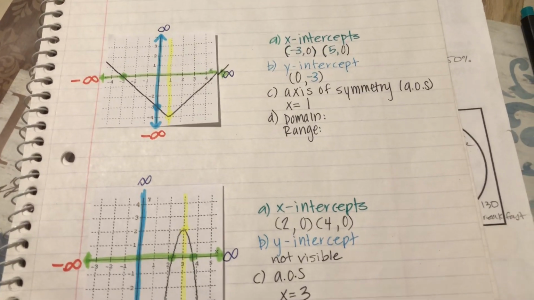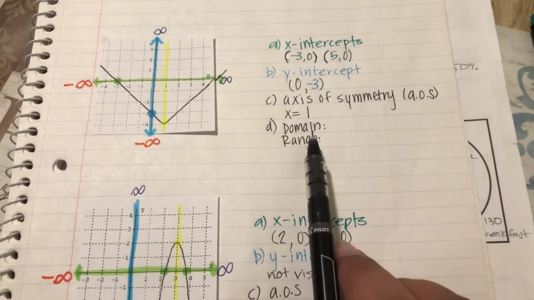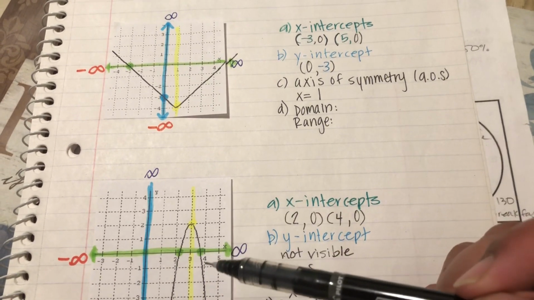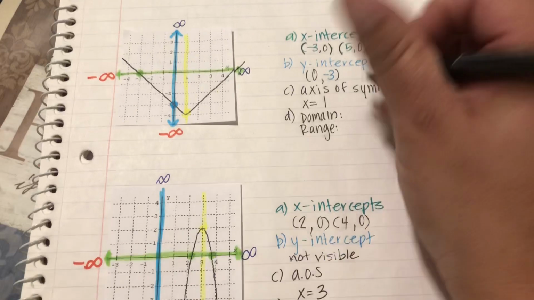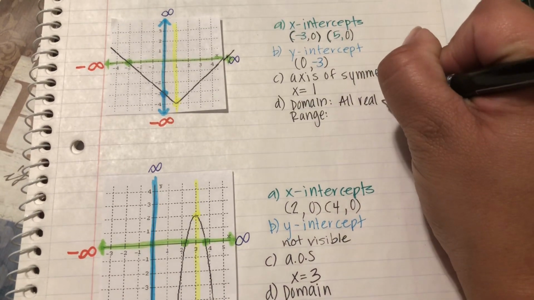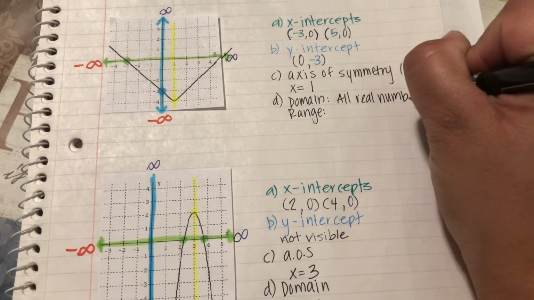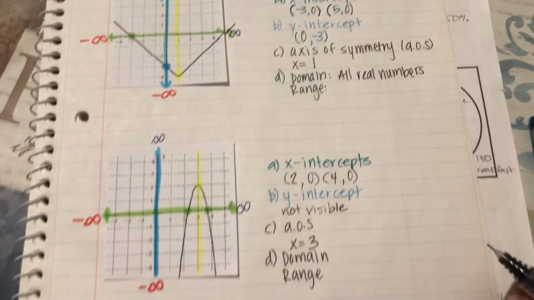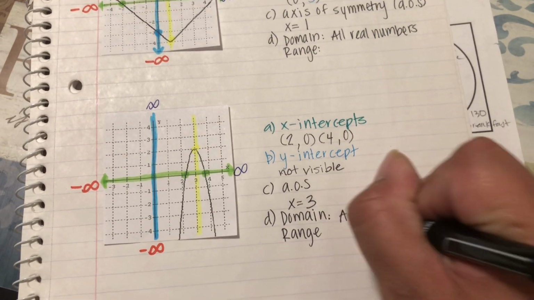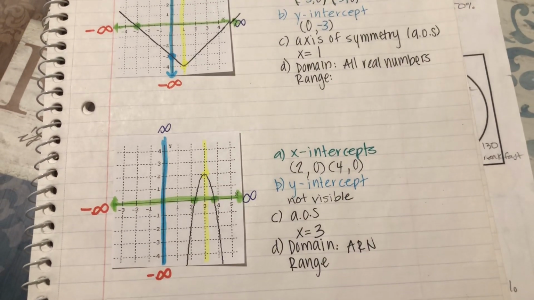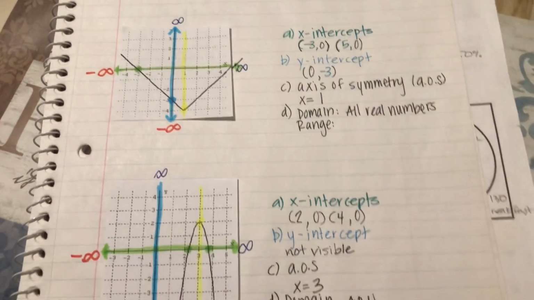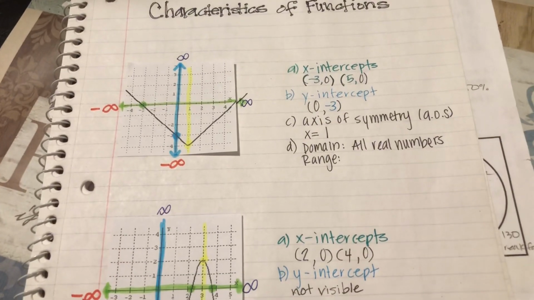Go with Daddy. Okay, so domain is all real numbers. Okay, whether we have an absolute value graph or we have a parabola. Okay, so we're going to go ahead and write all real numbers, or we can go ahead and write it how Miss Ramos said, ARN. Okay, it means the same thing, all real numbers. Okay, the range is what's going to be a little different.